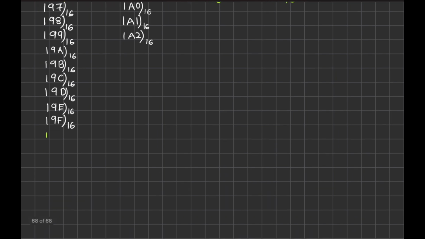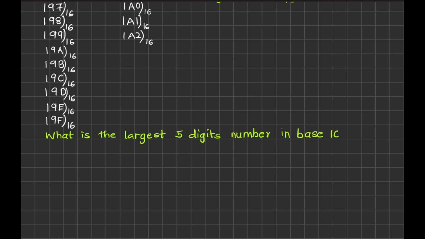We have another question here. What is the largest 5-digit number that we can represent in base 16? The digits that we have in the base 16 number system are 0 to 9 and A to F. F is the largest digit, so the answer is FFFFF.